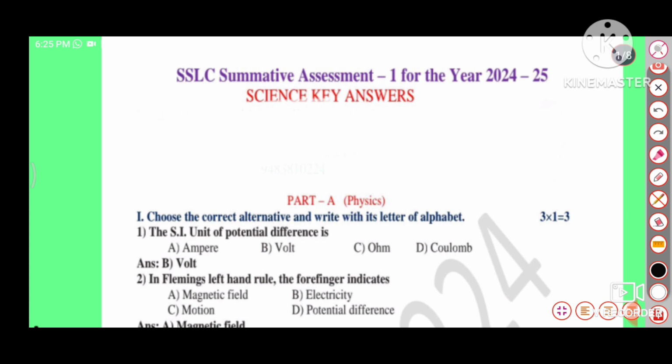Today, we will discuss the SSLC Summative Assessment SA-1 for the year 2024-25, Science key answers.